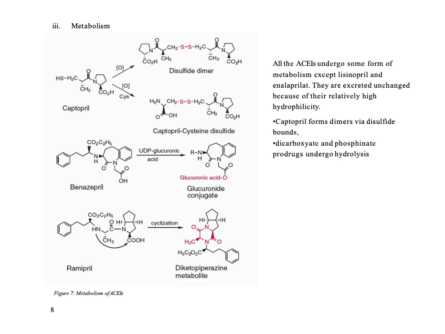So now we'll take a look at the metabolism of some of these here. We've already mentioned the disulfide dimer that happens with captopril, and it's important because it reduces the activity. It basically deactivates the drug. Then benazepril can actually undergo glucuronidation and be excreted that way. And ramipril can also undergo cyclization. So these are some interesting mechanisms of metabolism that I would like you to know.